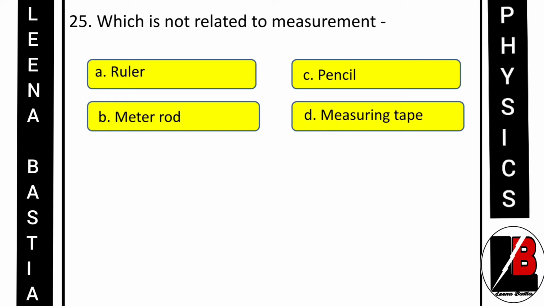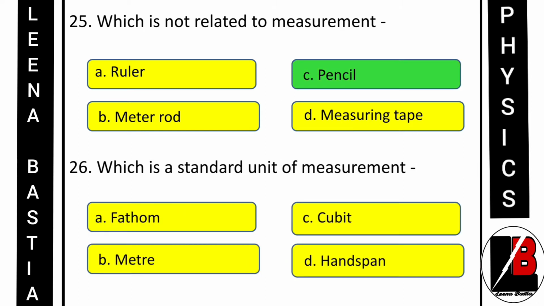Which is not related to measurement? And the options are ruler, meter rod, pencil, measuring tape. So what will be the answer? Very clear, it is pencil. Question number 26. Which is a standard unit of measurement? The options are fathom, option B, meter, C, cubit, D, handspan.